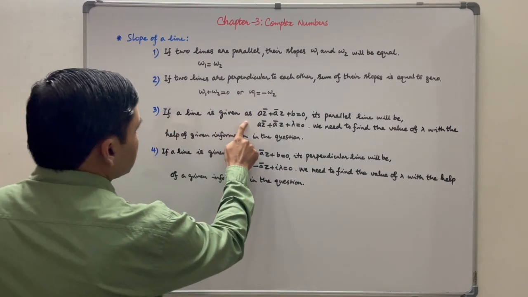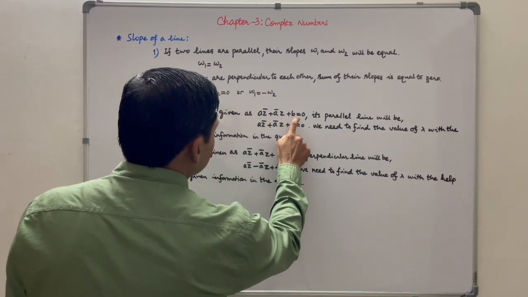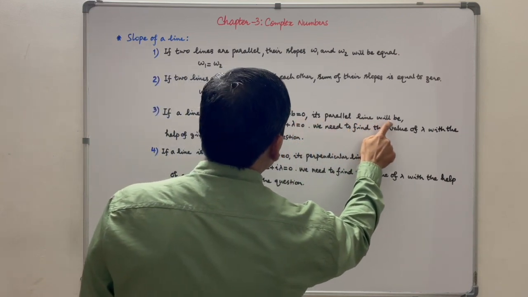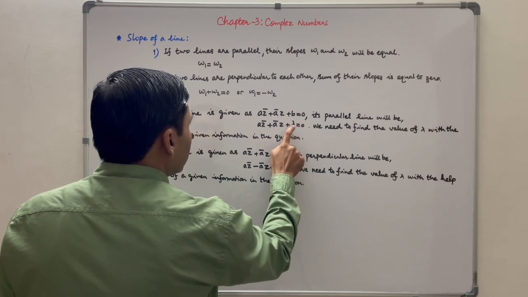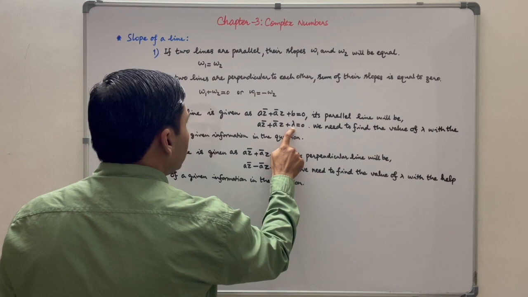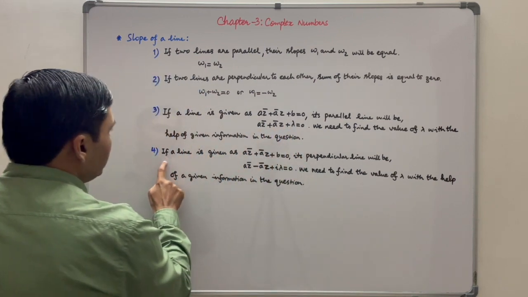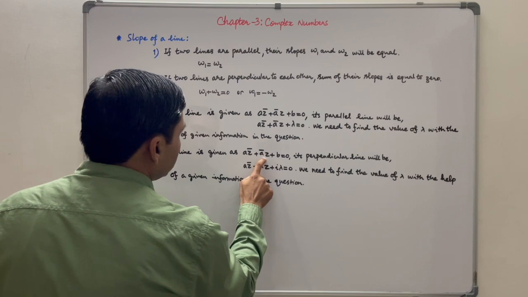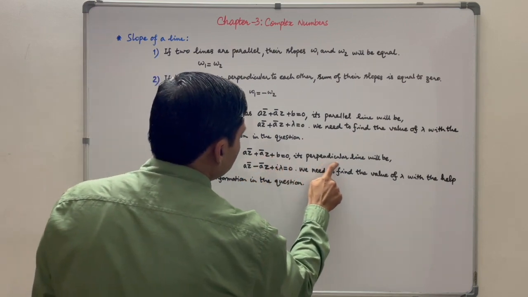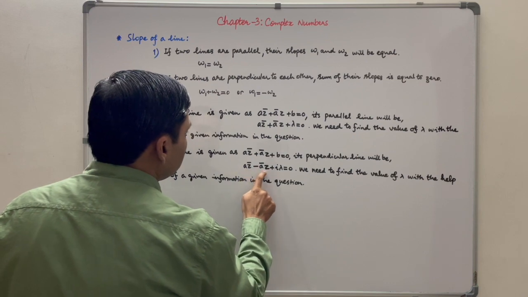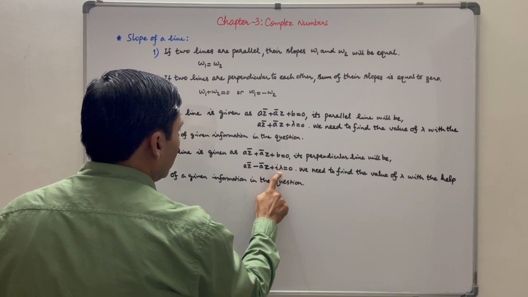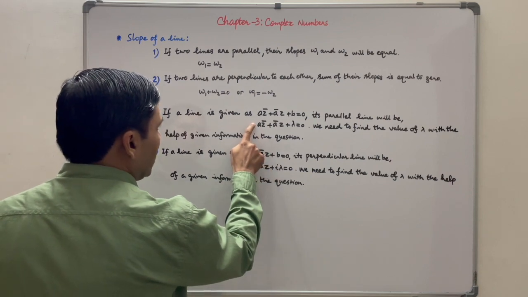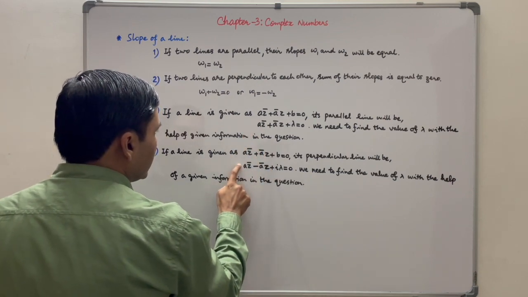If a line is given as a z bar plus a bar z plus b is equal to 0, its parallel line will be a z bar plus a bar z plus lambda is equal to 0. We can calculate the value of lambda by the information given in the question. If a line is given as a z bar plus a bar z plus b is equal to 0, its perpendicular line will be a z bar minus a bar z plus i lambda is equal to 0. We can calculate the value of lambda by the information given in the question. Just take a note how the equation of parallel line and perpendicular line is written.